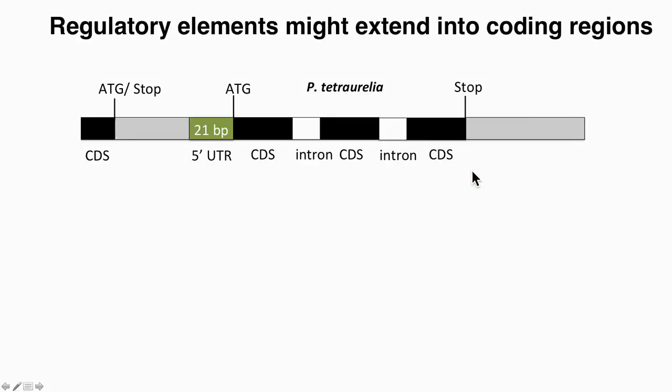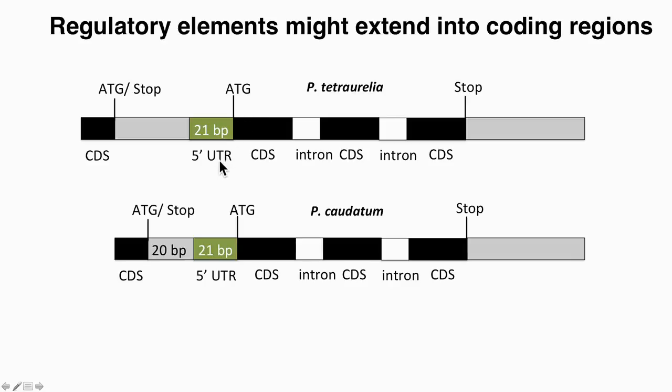Interestingly, the putative 5' UTR regions identified in P. tetraurelia are about 21 base pairs in length. So if we assume that in P. caudatum we also have similar length 5' UTRs, then all promoter and gene regulatory elements must reside in about 20 base pairs upstream of genes. So on one hand, this definitely suggests that regulatory elements must extend into coding regions.